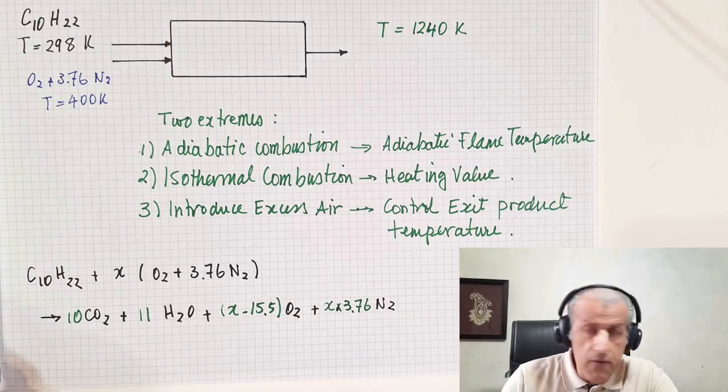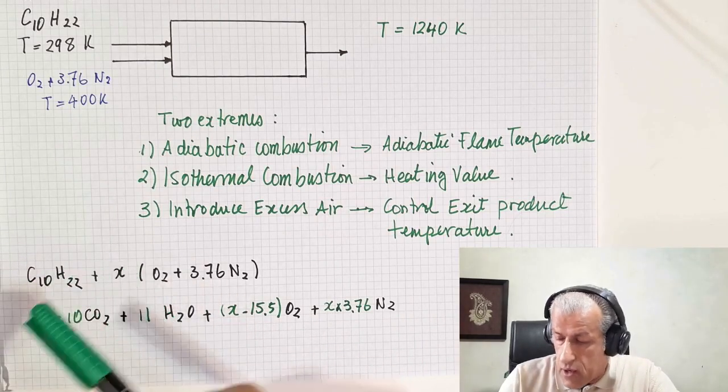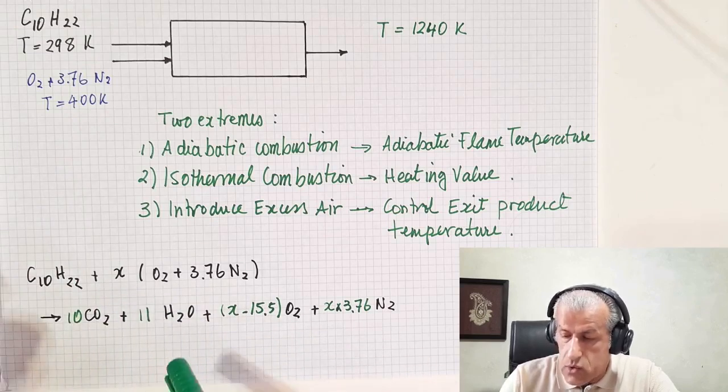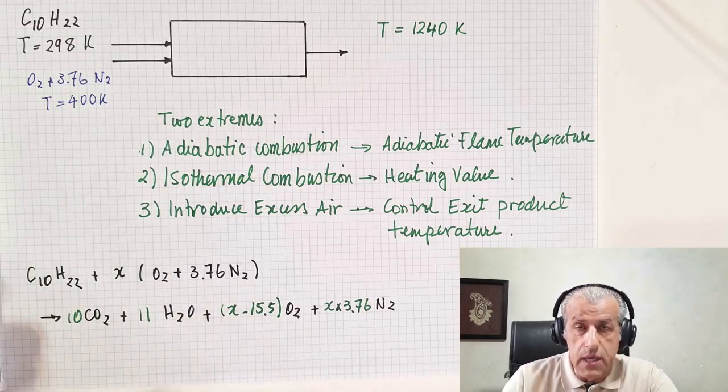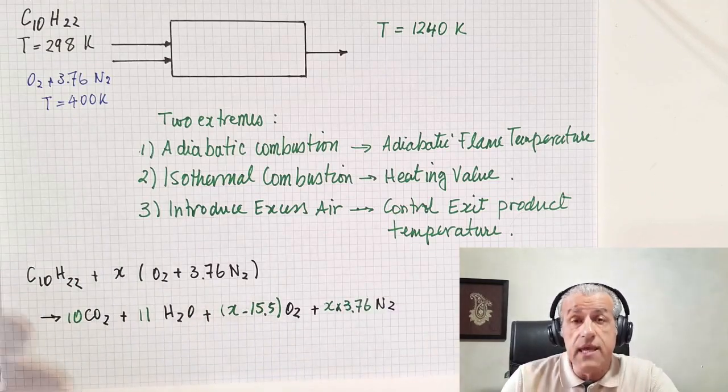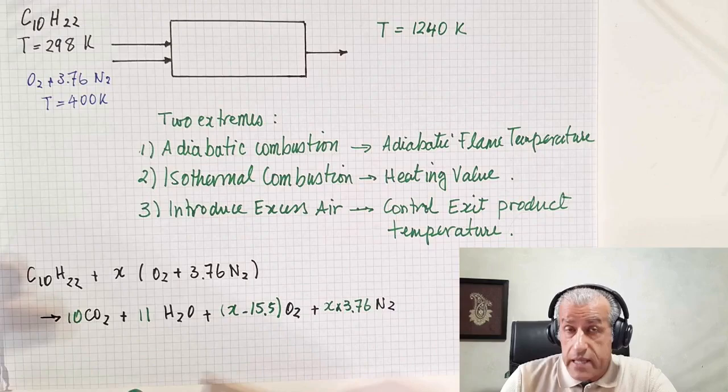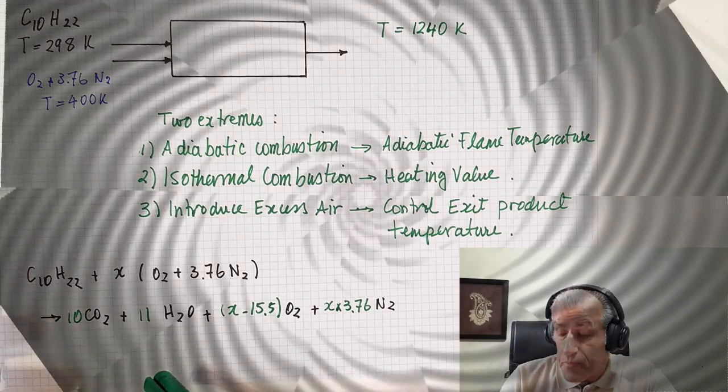Well, fair enough, we have done our equation. What we need to do now is see how much energy is produced in this combustion. It's adiabatic combustion, and only excess air is controlling our product temperature.